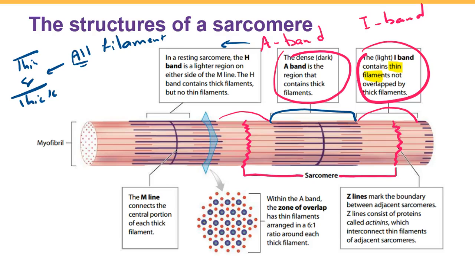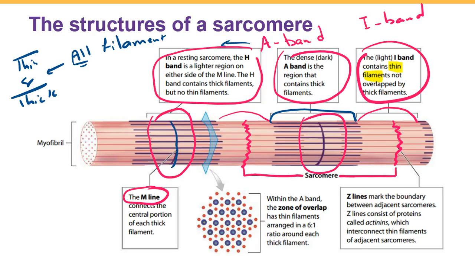Next we have the H zone. H zone, or H band, is the lighter region found at the center of the A band. Inside the A band, there's a lighter zone called the H zone or H band. This area has only thick filaments. If you look at this area, you can only find these purple lines. There is no overlap between the thick and thin filaments in this region. It's visible when the muscle is relaxed, but during a contraction, the H zone disappears. Then we have another structure of the sarcomere, called the M line. The M line is found at the center of the sarcomere.